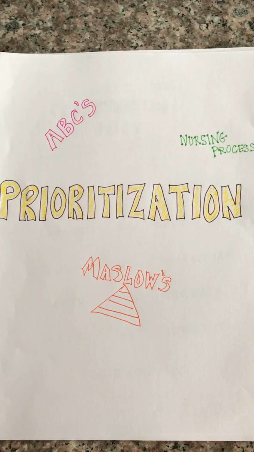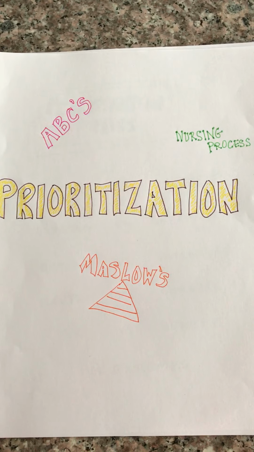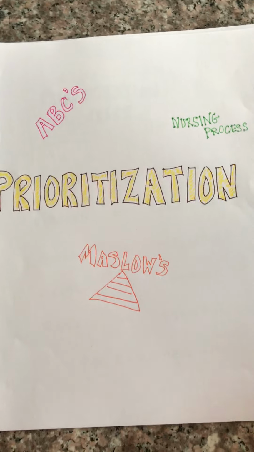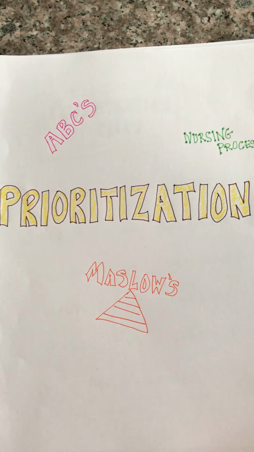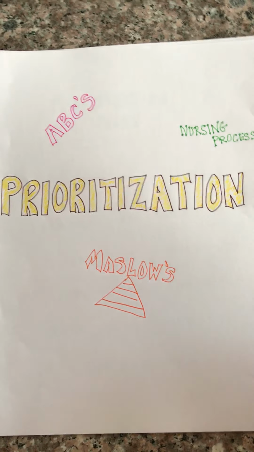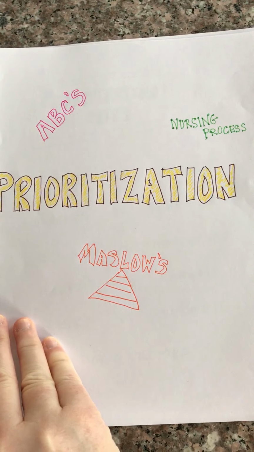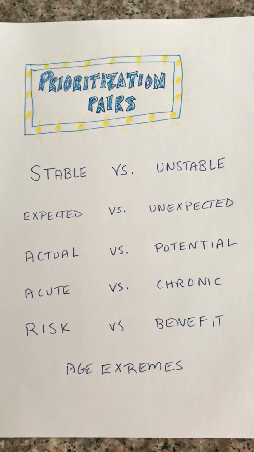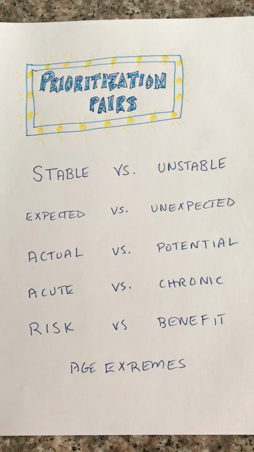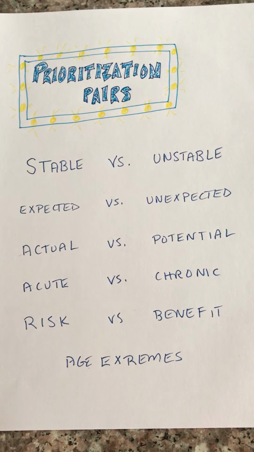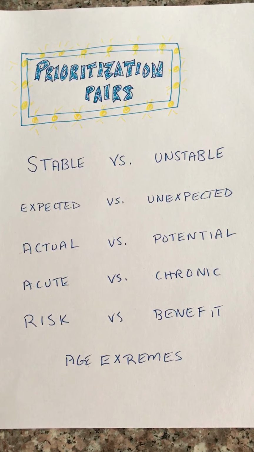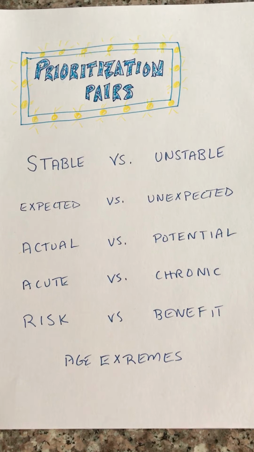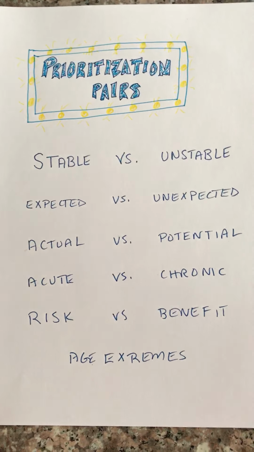We use Maslow's because we know the bottom of that pyramid, all the basic physiological needs, are a higher priority than the higher level needs on that pyramid. And then we use our nursing process with our assessment, diagnosis, intervention, all that good stuff. Those things guide our planning. And then there's something else, and this is what I'm going to have you focus on for an activity this week, called prioritization pairs. So when you are looking at patients and patient scenarios, their diseases, their medications, etc., we want you to think about some different concepts, and we've kind of paired them up.